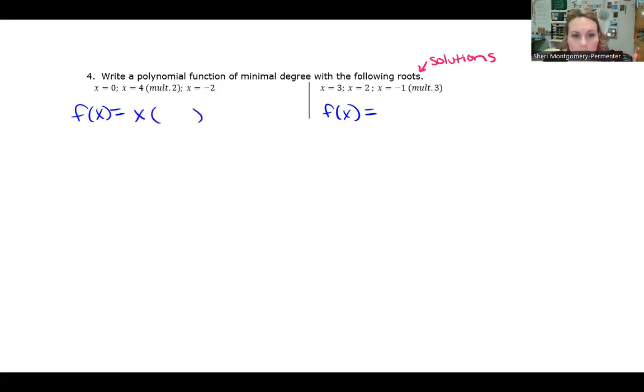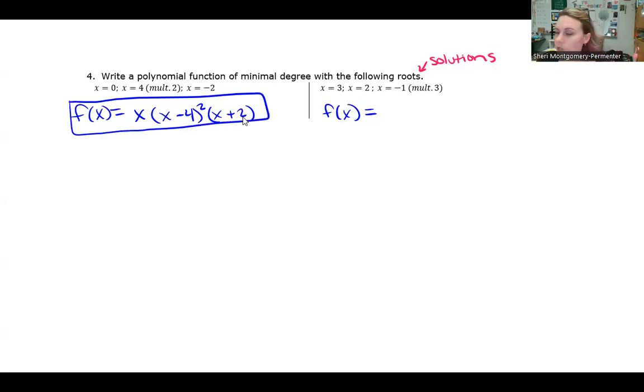And then it looks like I've got 2 factors. After that, they're both going to have an x. The first one, if x is equal to 4, what do I put in the parentheses? Minus 4. And then it says multiplicity of 2. So what do I do now? Square it. I put it squared. Multiplicity of 2. And so for my last factor, x is equal to negative 2. So what do I put in parentheses? Plus 2. That is it. We're just writing it going the other direction.